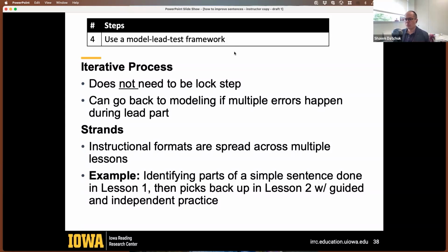The instructional formats are spread across multiple lessons. For example, identifying parts of a simple sentence is done in lesson one, but it also picks back up in lesson two with guided practice. It's meant to be distributed practice, where students see and have some success on a small strand of it on Monday, and then it reappears later on in smaller chunks on Tuesday.